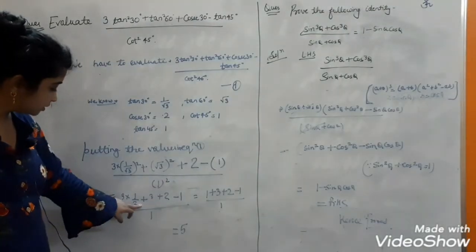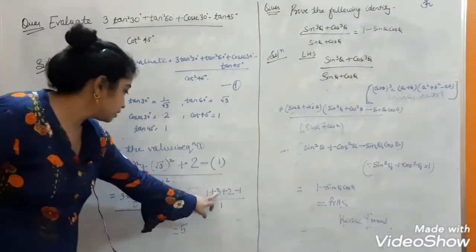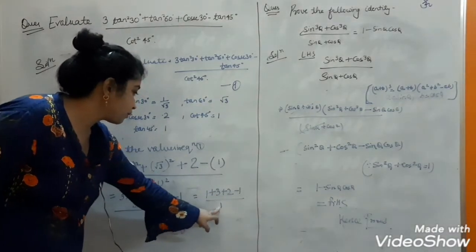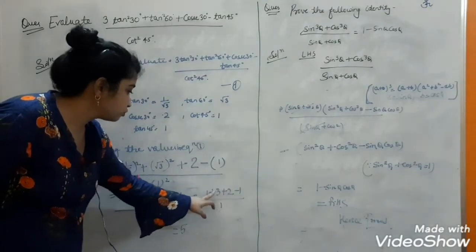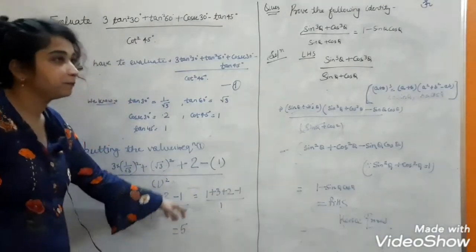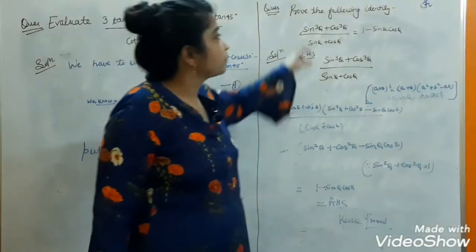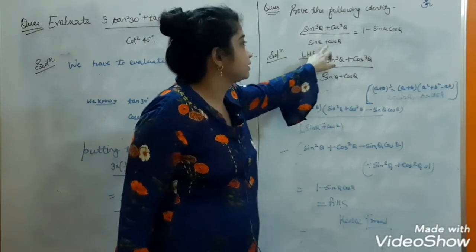3 into 1 upon 3 कैंसिल आउट होकर बचेगा क्या हमारे पास? 1 plus 3 plus 2 minus 1 upon 1. इसके हो जाएगा 3 plus 2 plus 1 is equal to 6 minus 1 upon 1, which is equal to 5. Another question है, prove the following identity: sin cube theta plus cos cube theta upon sin theta plus cos theta is equal to 1 minus sin theta cos theta.